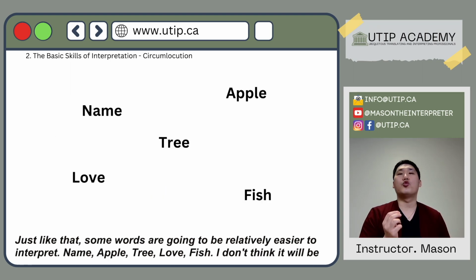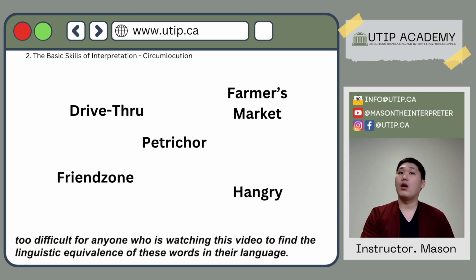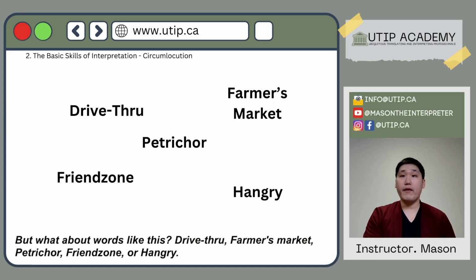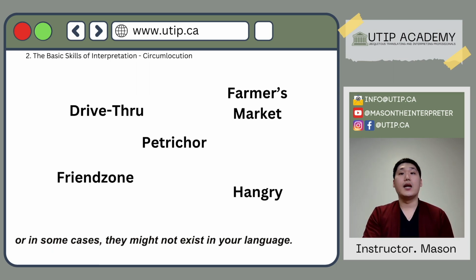Just like that, some words are going to be relatively easier to interpret. Name, apple, tree, love, fish. I don't think it will be too difficult for anyone who is watching this video to find the linguistic equivalence of these words in their language. But what about words like this? Drive-through, farmer's market, petrichor, friend zone, hangry. You will instantly notice that some of these words are quite difficult to find in your language, or in some cases, they might not exist in your language.